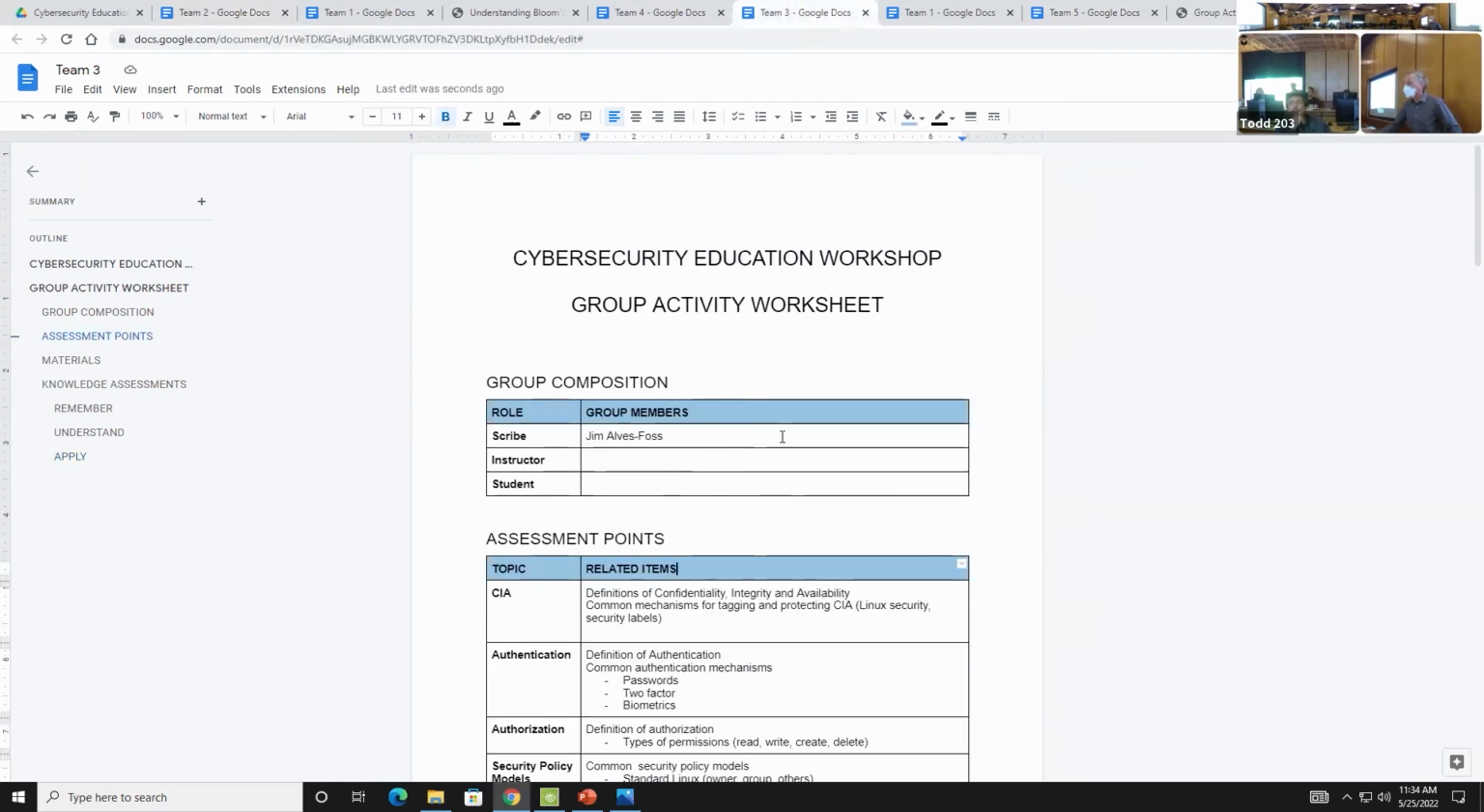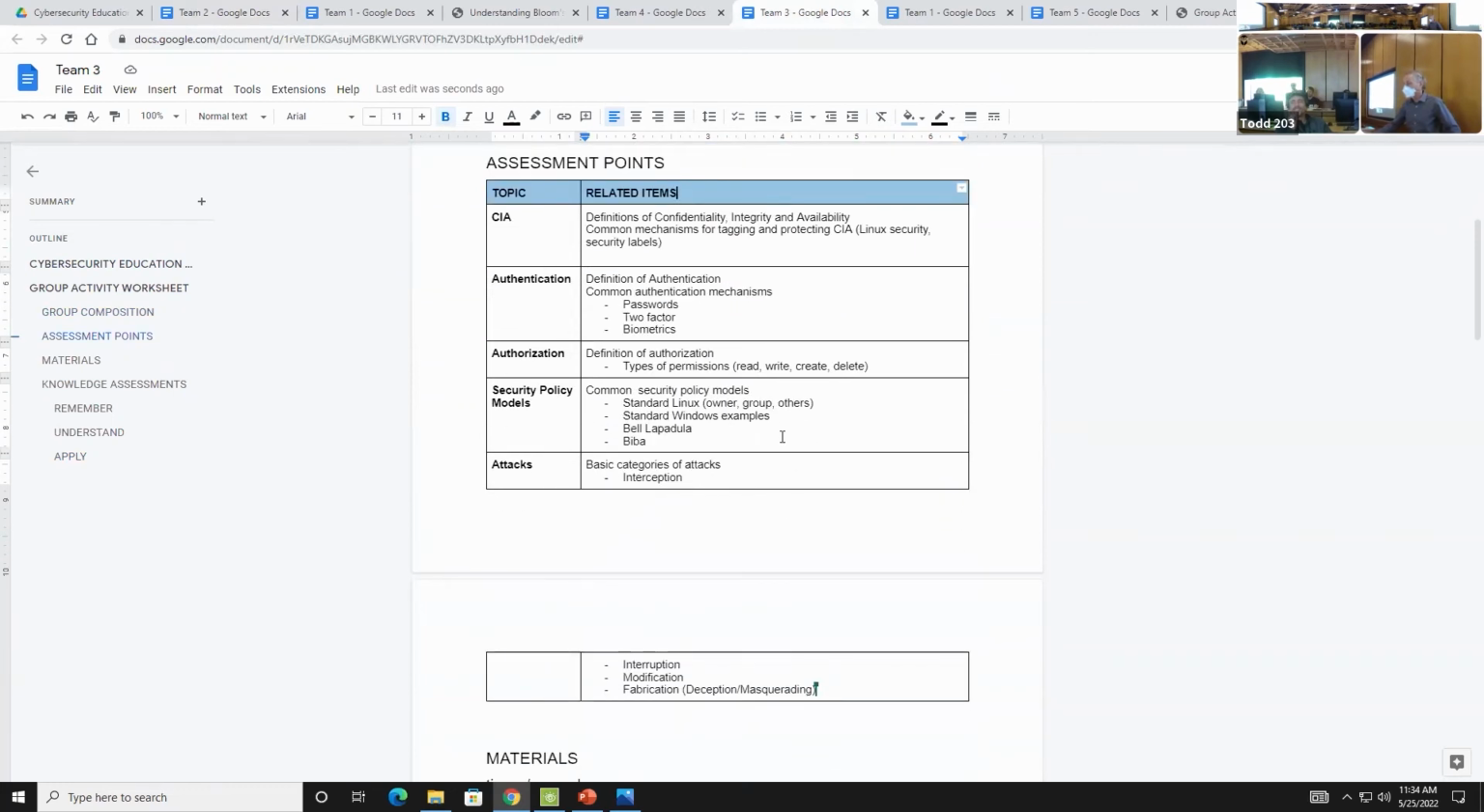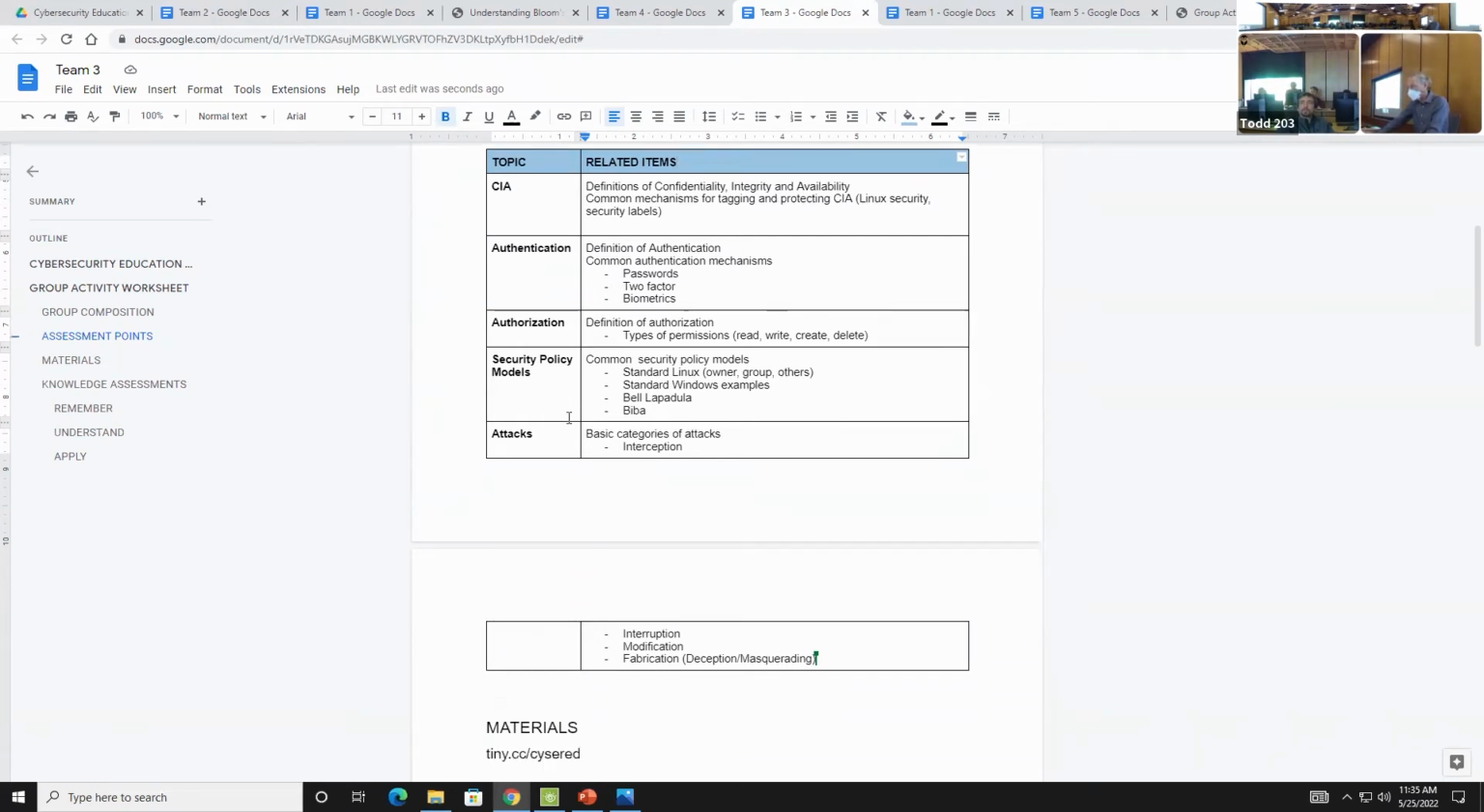So Jim, you work solo. Don't want to forget you, Jim. So, definitions of confidentiality. Okay, this looks quite comprehensive. Confidentiality, integrity, and availability. So we're looking at CIA just like the previous group. Authentication, authorization, security policy, models, and attacks. So that's quite an ambitious list of topics there.